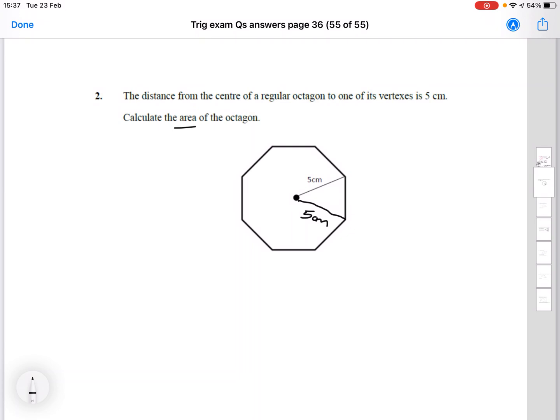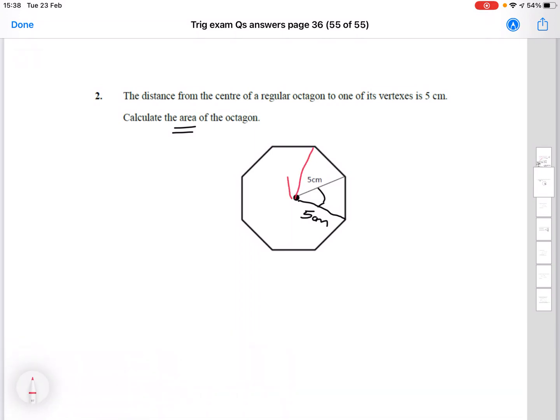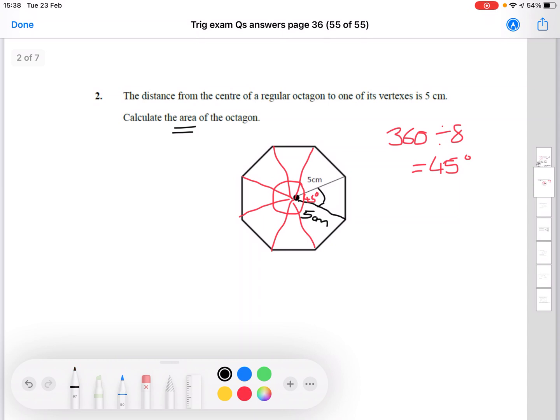So we're looking for area. To do area, we need the two sides and we need that angle in the middle. This shape here, you could split into 8 triangles if you were to draw all these in. In the centre, you've got a full circle, which is 360, and you split it into 8. That means that each angle is 45 degrees. So in this little triangle that I'm working with, I now have the information that I need.